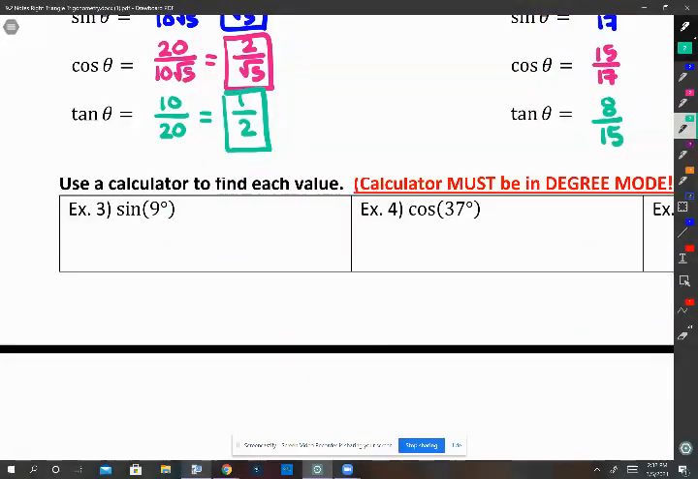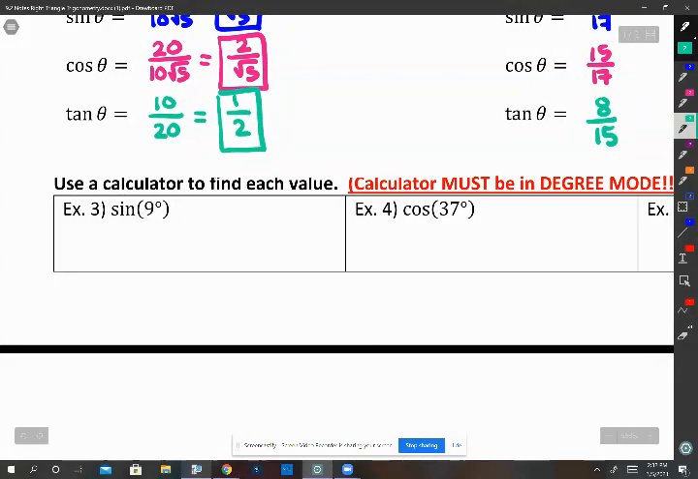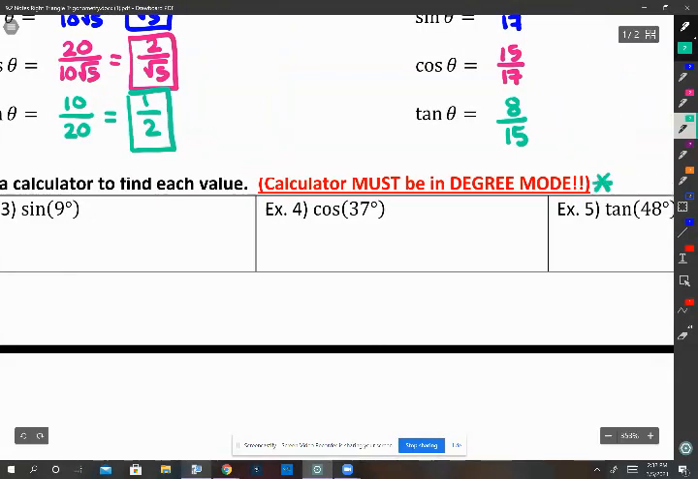Okay, the last thing they're going to ask you to do is calculate an actual sine of an angle measure, or an actual trig function of an angle measure. And so what you need to do is make sure your calculator is in degree mode. That is huge. If it's not in degree mode, then you're going to run into problems.